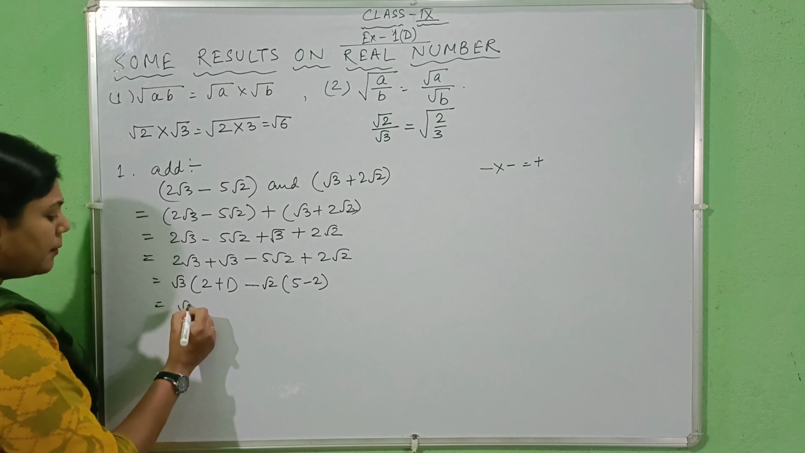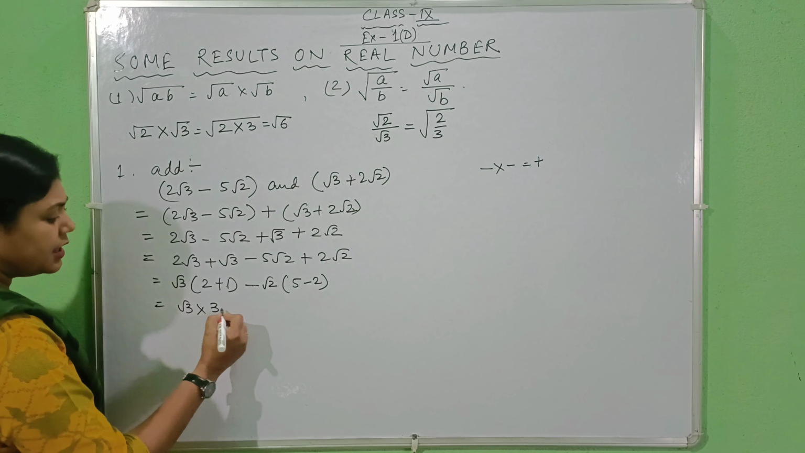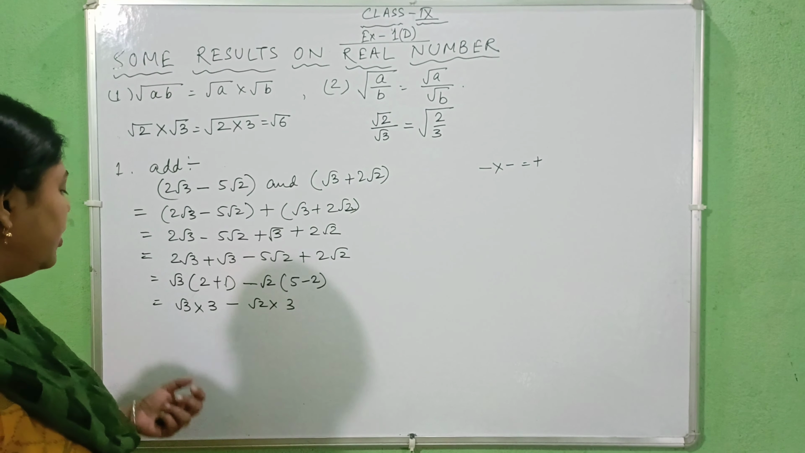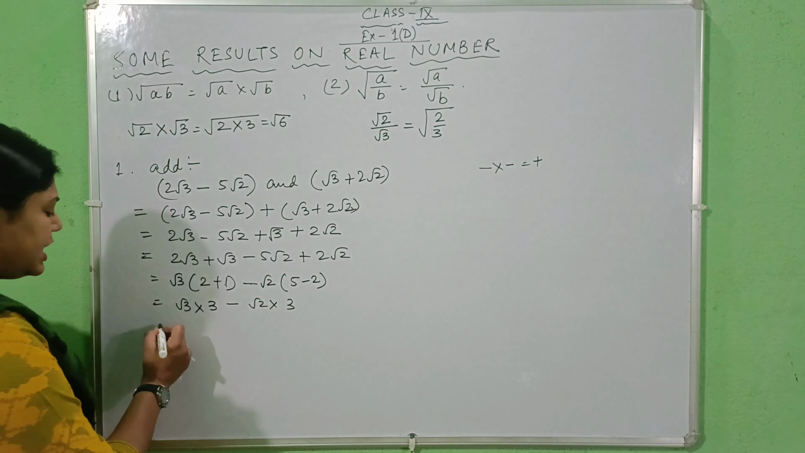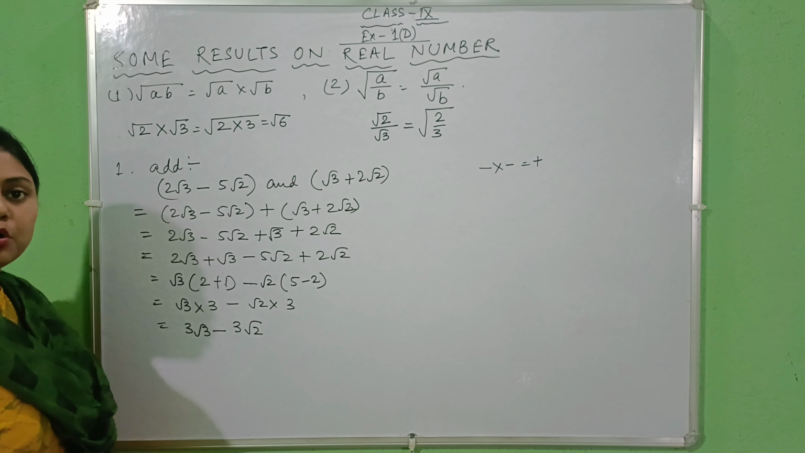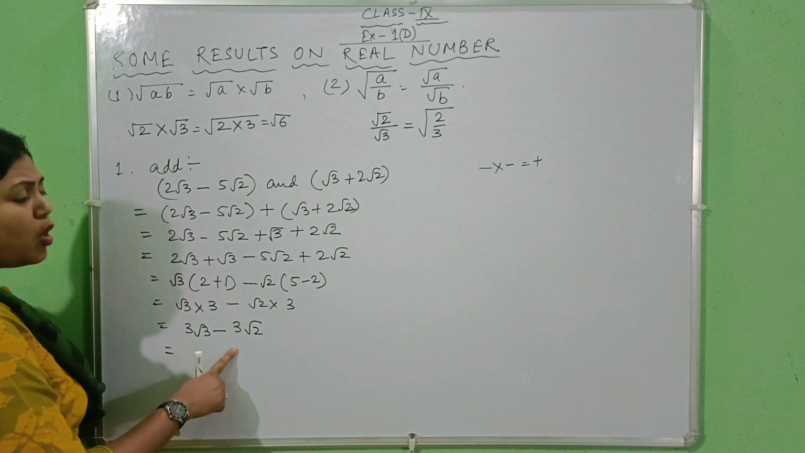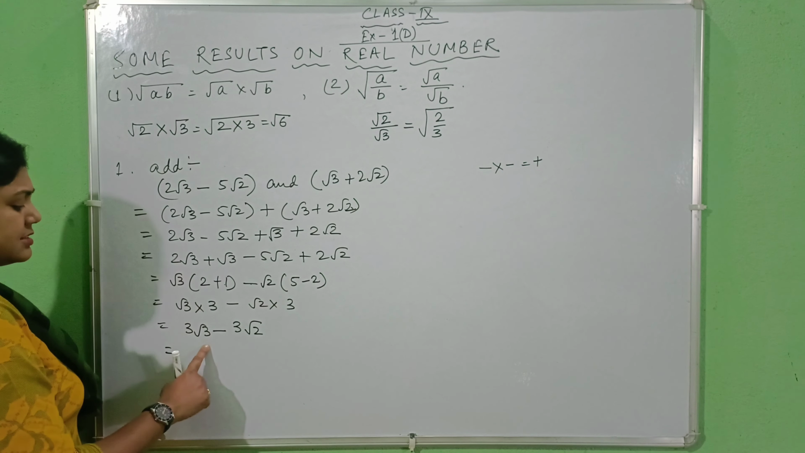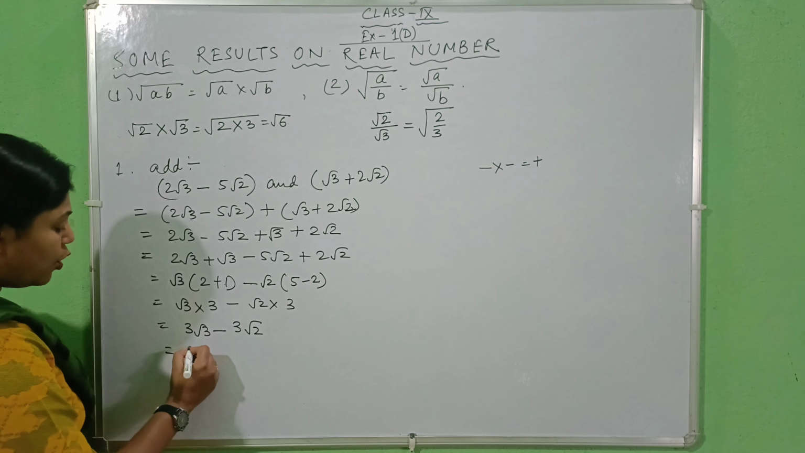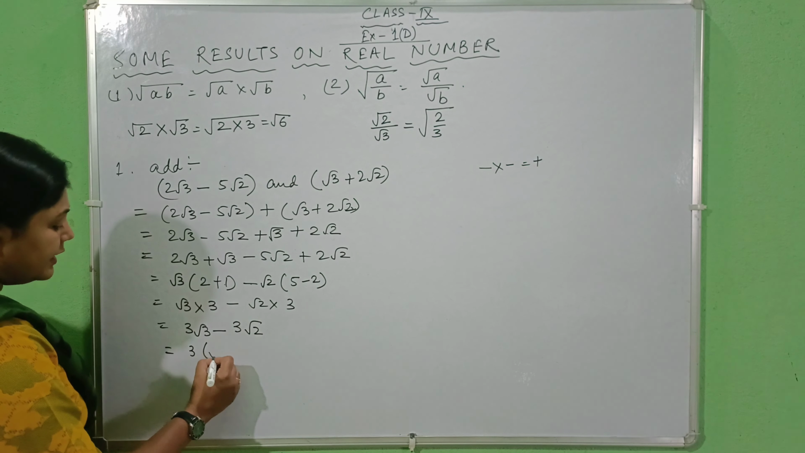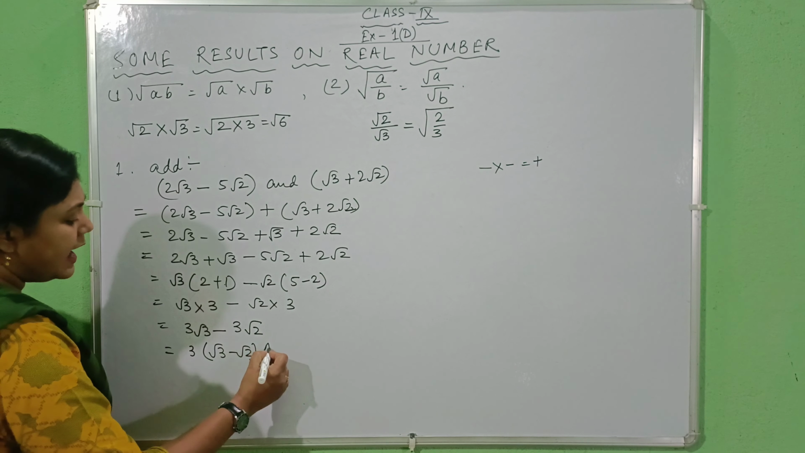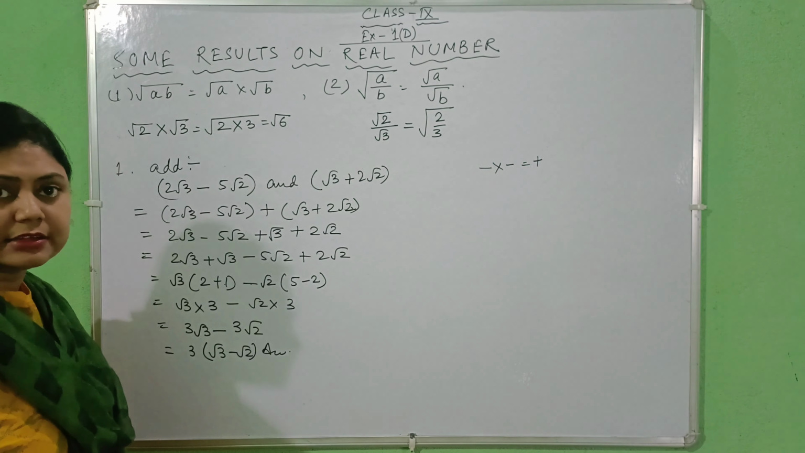Okay, now let's do root 3 into 2 plus 1, that is 3, minus root 2 into 5 minus 2, that is 3. So here we are getting 3 root 3 minus 3 root 2. Okay, so here one more common is coming. Look, this term also contains 3 and this term also contains 3. So we may take 3 as common, and then root 3 minus root 2 will be inside the bracket, and this will be your answer. Clear?